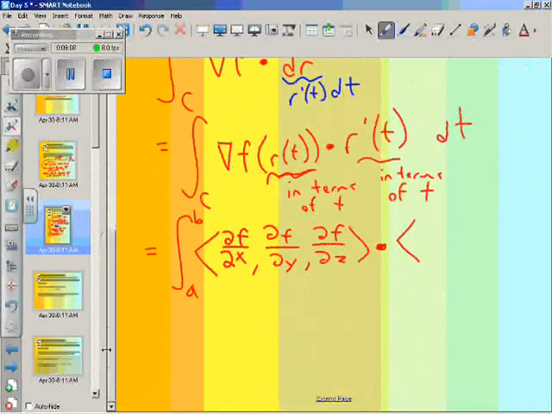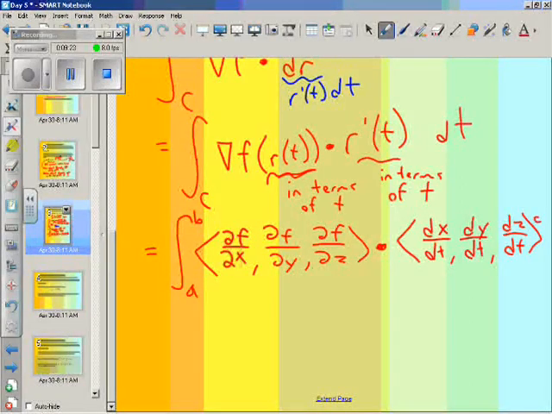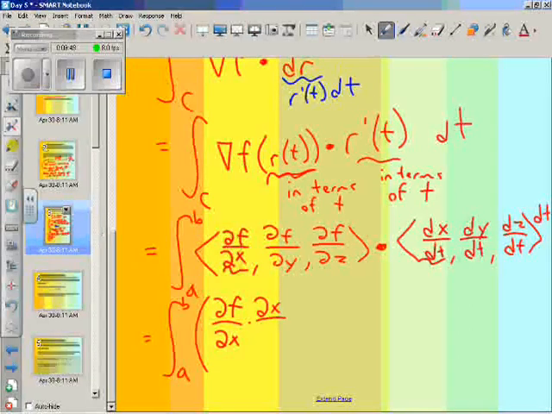Okay, so we can substitute that back in, and we're going to have dx/dt, dy/dt, and dz/dt, and then we're evaluating this integral with respect to t. If we take one more step, I think this will really clean up and look pretty recognizable. When we evaluate this dot product, we're going to have our first term times our first term. So that's going to be df/dx times dx/dt.